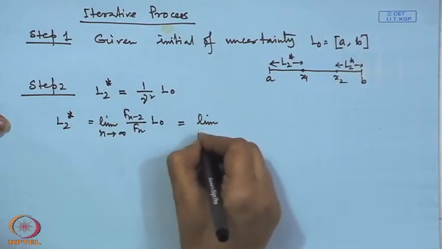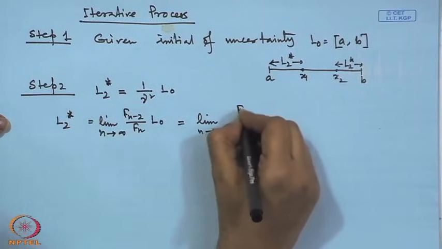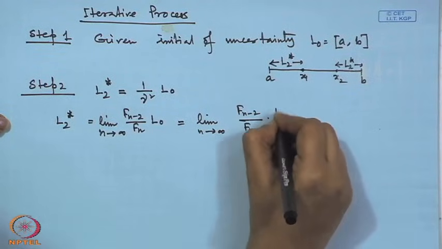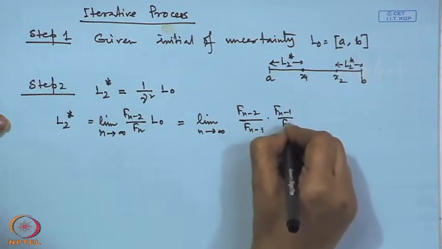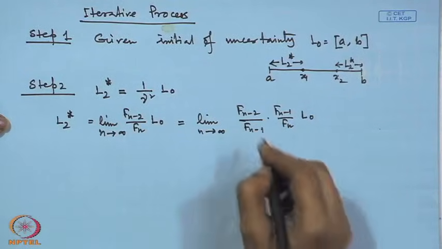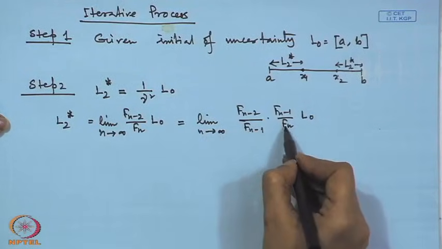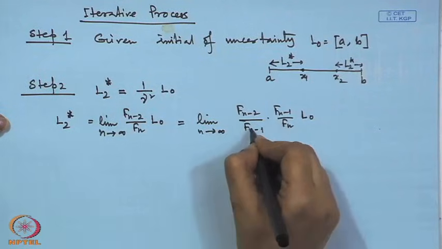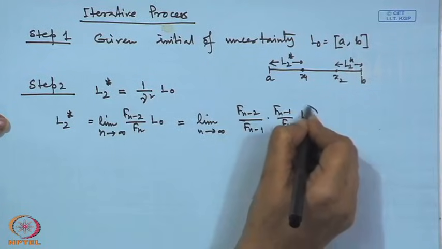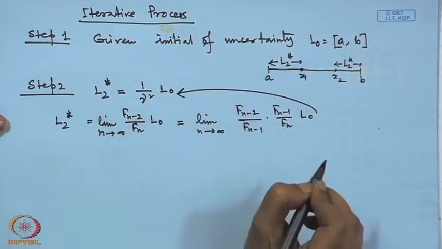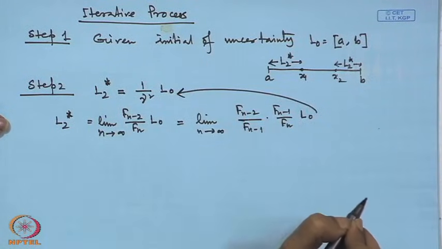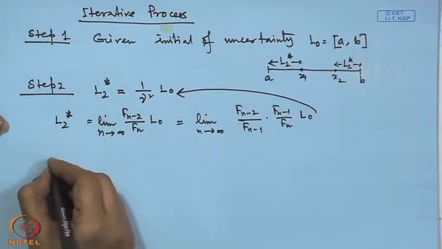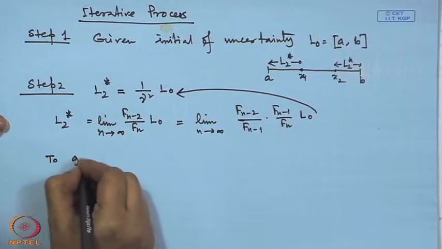That is why let us do certain simplification here. We are considering Fn minus 2 divided by Fn minus 1 into Fn minus 1 by Fn and L0. As we know, limit n tending to infinity Fn by Fn minus 1 is 1 by gamma. That is why this is 1 by gamma, this is 1 by gamma. That is why altogether it is coming as 1 by gamma square L naught. Alright. Once we are getting so, then our task is easy to generate x1 and x2.